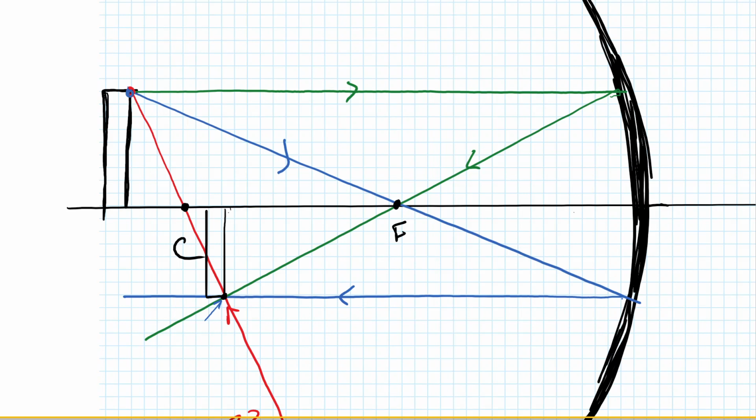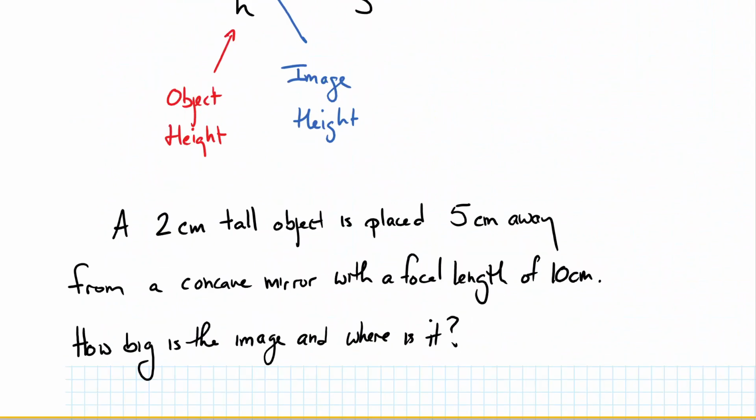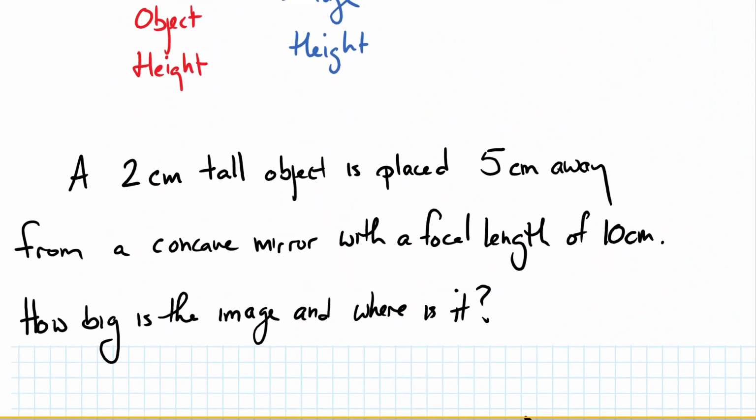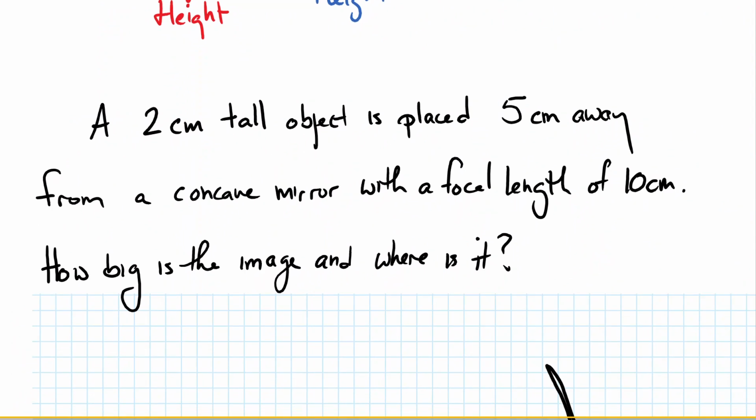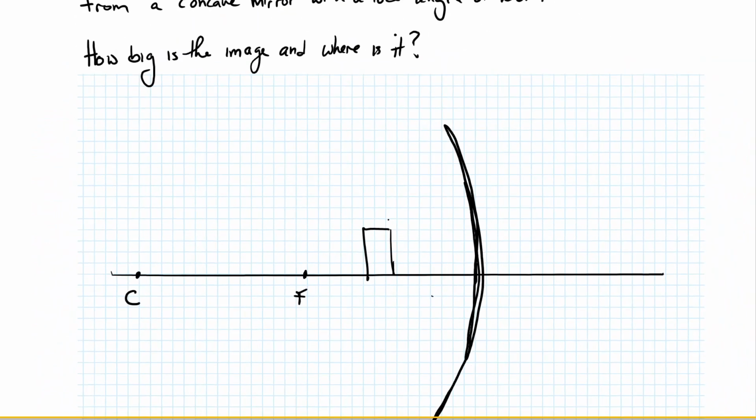All right, and so let's see one more example here. A 2 centimeter tall object is placed 5 centimeters away from a concave mirror with a focal length of 10 centimeters. How big is the image and where is it?